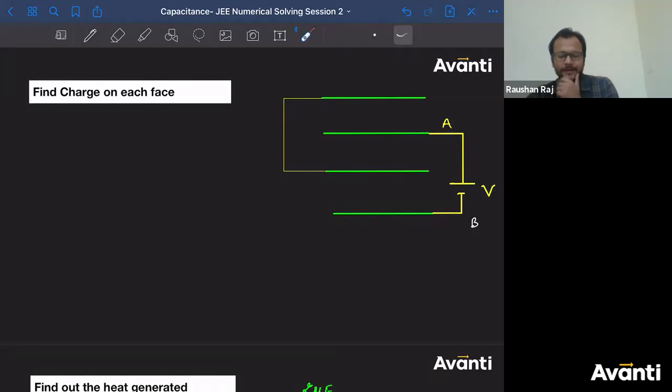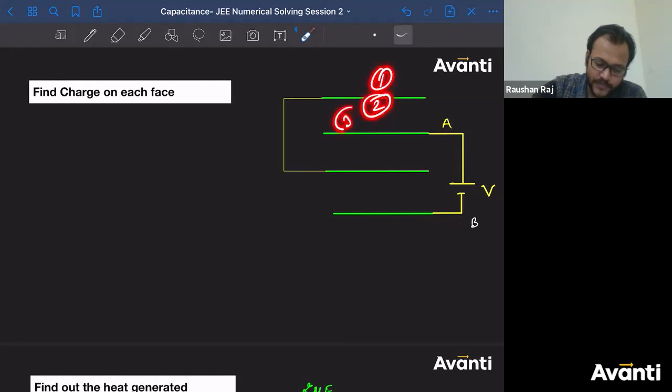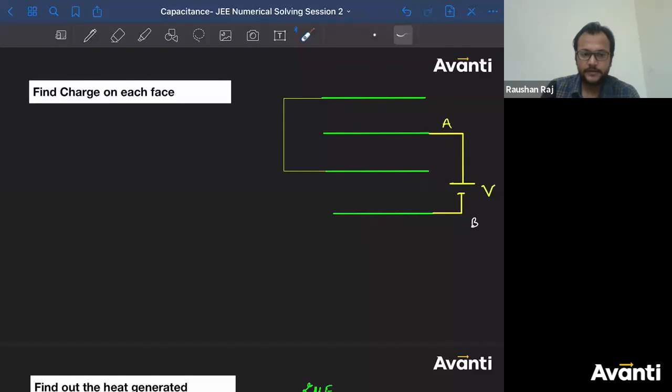ठीक है? Now forget about that. Just tell me what are the charges that will come on each of the faces. You can consider this is 1, 2, 3, 4, 5, 6, 7 and 8. So I need 8 charges. Same question. Initially all the plates were neutral. And then a battery has been connected across second and fourth plate. Find out the charge that will appear on each faces.